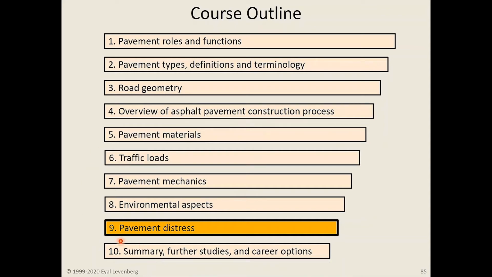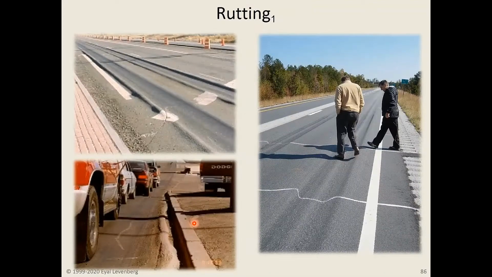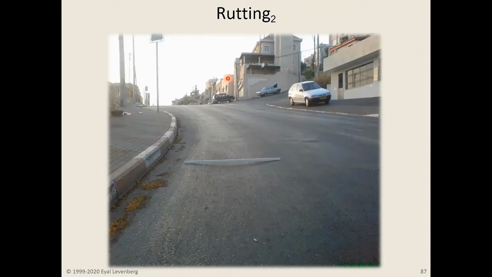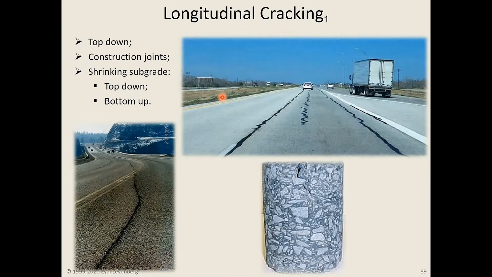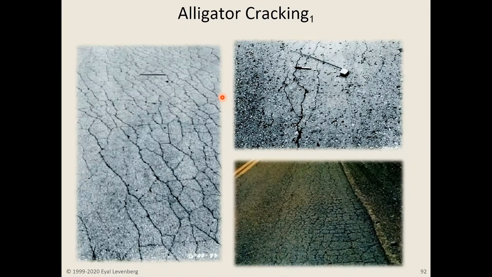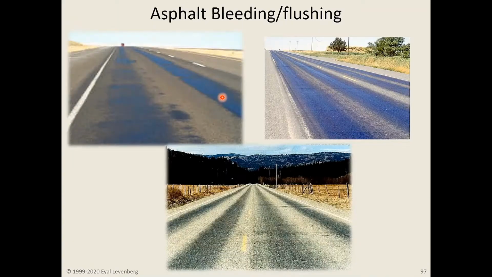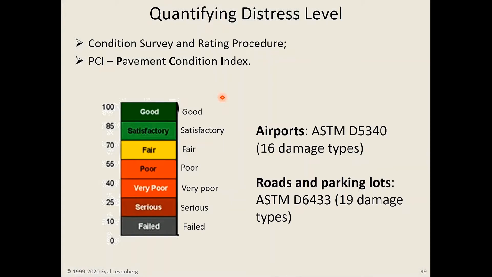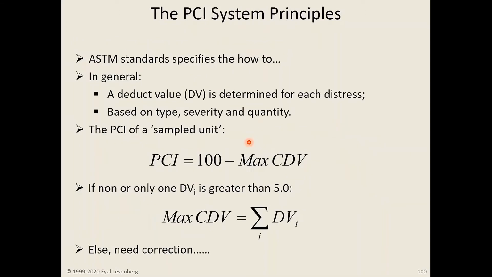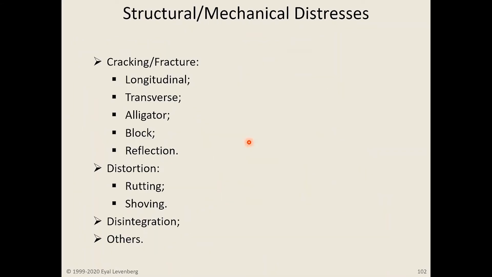This is the last lecture about pavement distress. We talked about mechanical distresses such as rutting, shoving, cracking, and we have also covered alligator cracks, log cracks, reflection cracks, and all types of distresses. Then the concept of PCI, pavement condition index, was introduced and discussed as well.